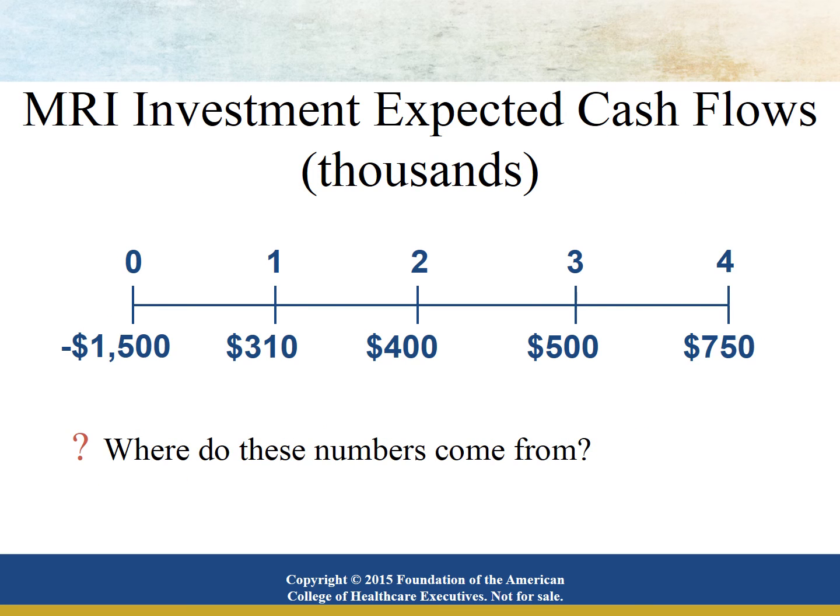So the first year it's $1.5 million, because we have to come out of pocket, and then by year 2 we have 310,000, 400,000, 500,000, 750,000. Do you know where these numbers come from? The 1.5 million is the investment to purchase and install the MRI. In the first year, we're going to make a profit of 310,000. Year 2, we're going to make 400,000 as volume goes up. Year 3, 500,000. By year 4, we're making $750,000 on the device. That's where the numbers come from.